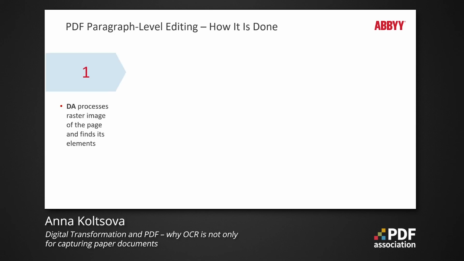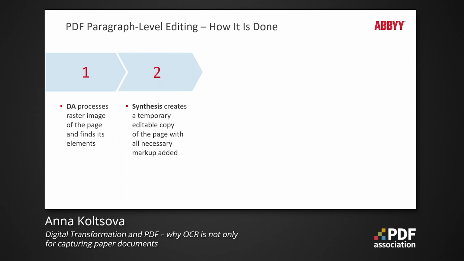First, once a user initiates editing, the document analysis processes a raster image of the page and finds the elements such as text and pictures. Then the synthesis system creates a temporary copy of the page with all necessary markup added. Digital text taken from the PDF itself is aligned with the detected structure, which combination allows the page to be edited by the user.